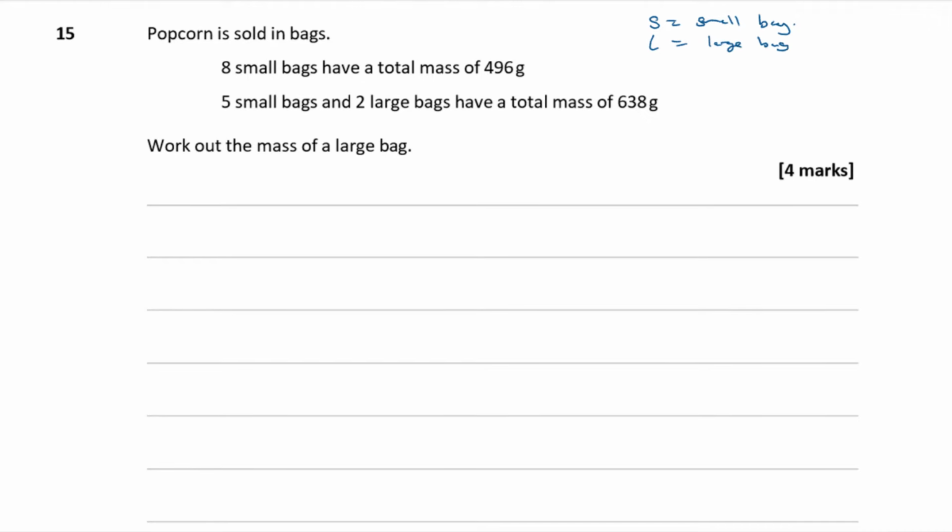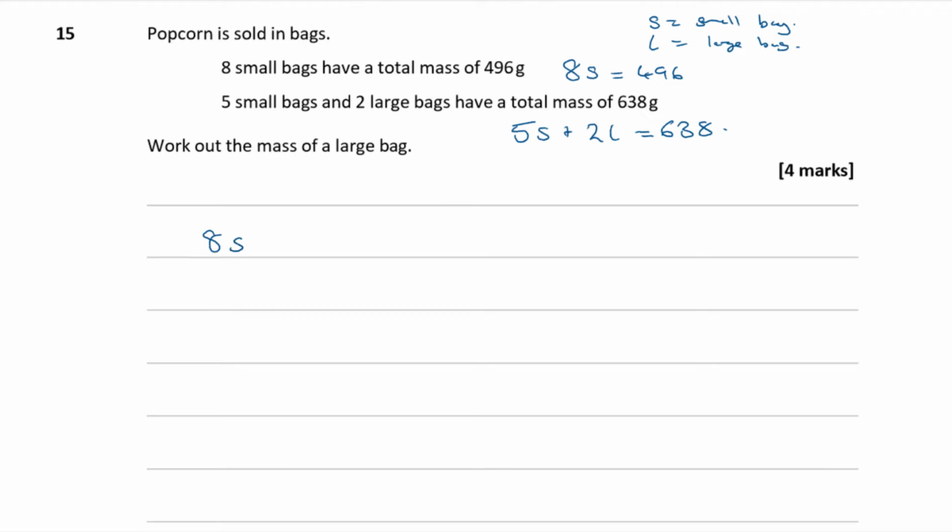Okay, and then from there I can say 8 small bags have a mass of 496. I can write that as 8S equals 496 then, can't I? Okay, so that's my formula, so that's my equation there. And the second one, 5 small bags and 2 large bags have a total mass of 638 grams. I can say 5s plus 2l is equal to 638. Okay, so they're my two equations.